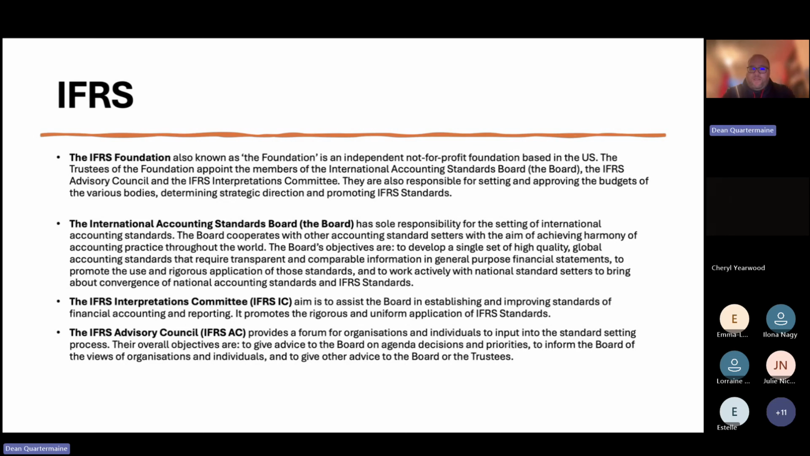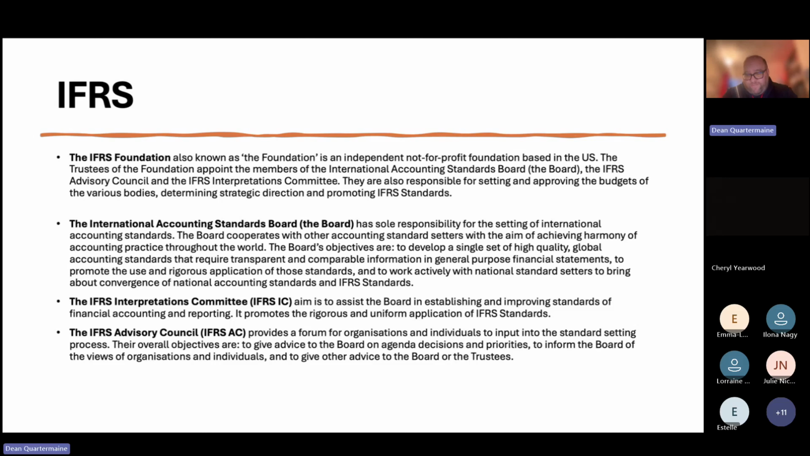As well as the Standards Board, you've also got the IFRS Advisory Council and the IFRS Interpretations Committee. And overall, the foundation is responsible for the setting and approving of budgets of the various bodies, determining the strategic direction, of course, and the promotion of international standards for accounting.